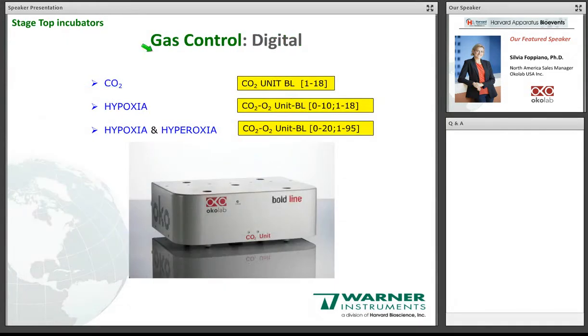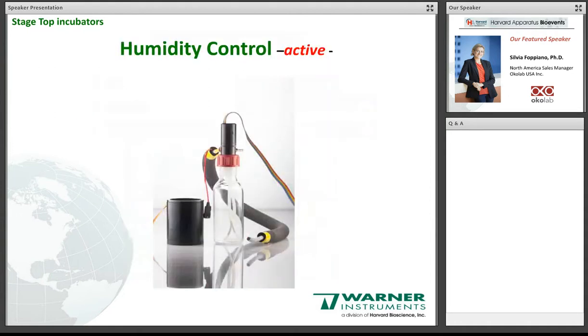Our digital gas controllers come in 3 main flavors. We have more than these, but these are the most common. The first one is typical for CO2, and accepts 100% CO2 and air. The second one is for hypoxia and accepts 100% CO2, air, and nitrogen. And we're using nitrogen to displace oxygen from air. And then we have one that can do both hypoxia and hyperoxia.